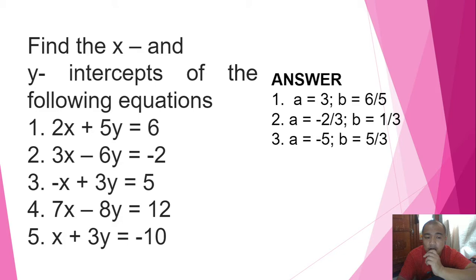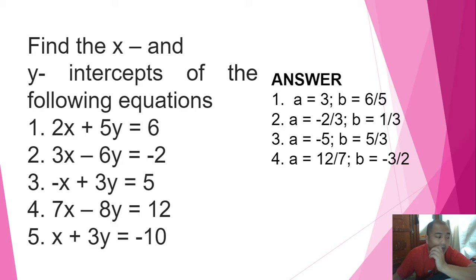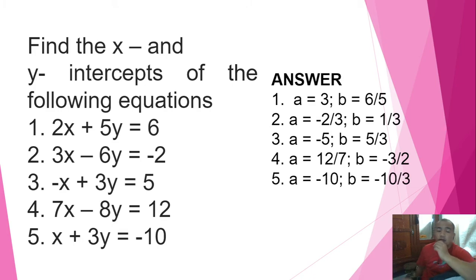How about number 4, 7x minus 8y equals 12? Okay, the answer is for the x-intercept 12 over 7, y-intercept is negative 3/2. And the last number, x plus 3y equals negative 10. What are the x and y intercepts? Time's up. For the x-intercept, negative 10, and the y-intercept is negative 10/3.